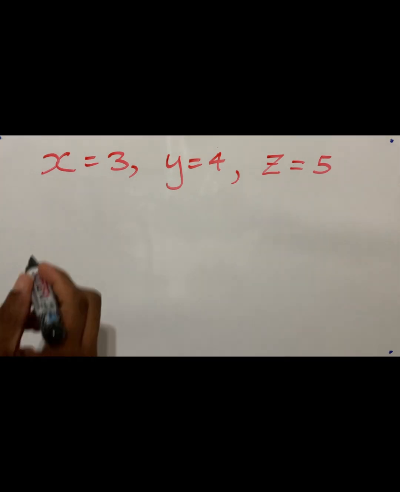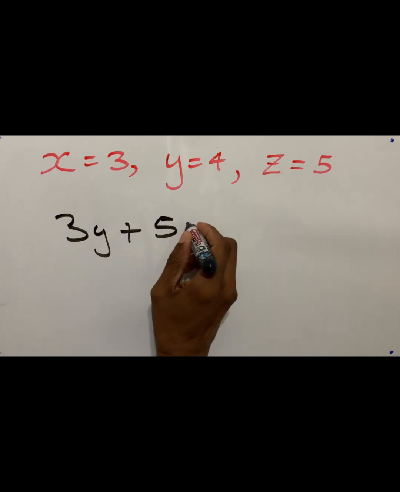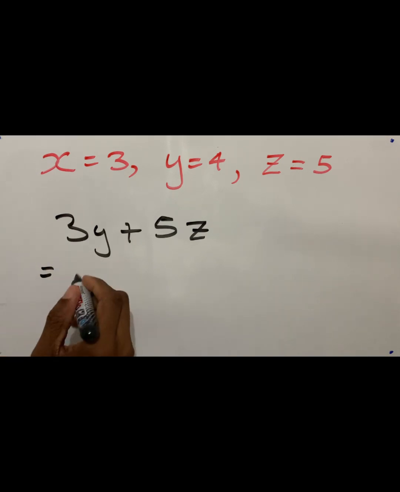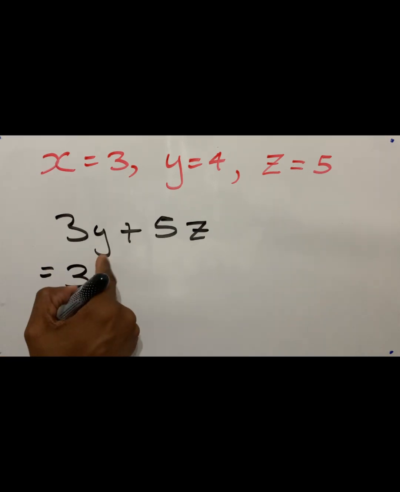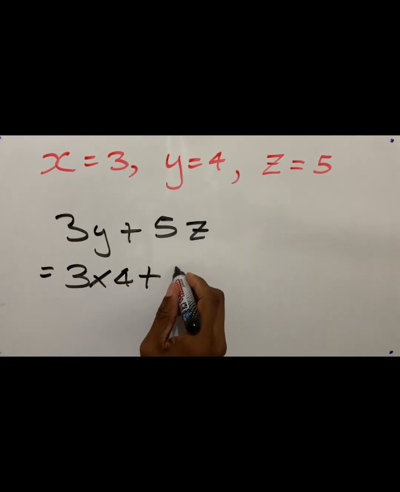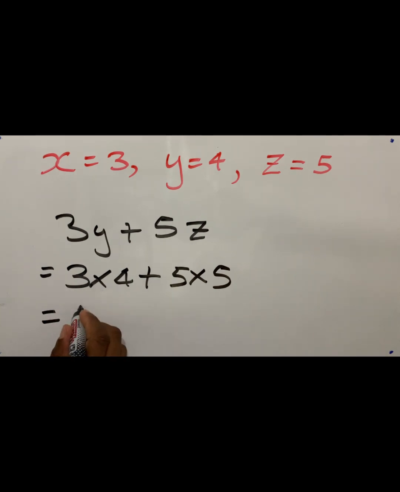Let's say 3y plus 5z. We have y and we have z. So we have 3 times y, which is 4, plus 5 times z, which is 5. This is equal to 3 times 4 is 12, plus 5 times 5 is 25. So this algebraic expression is equal to 12 plus 25, that's equal to 37.